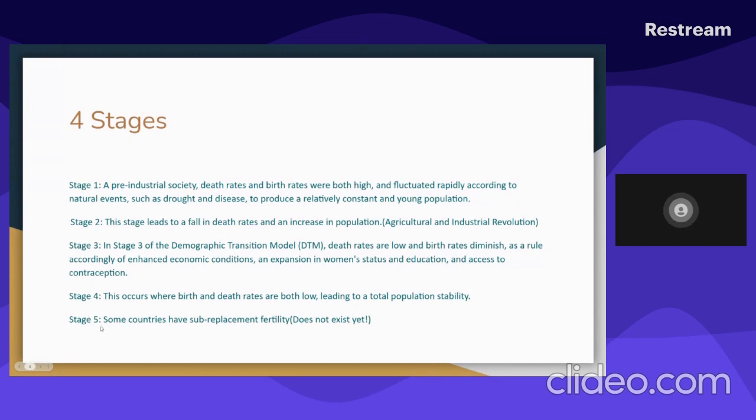Stage 4. This occurs where birth and death rates are both low, leading to a total population stability, which is the US. Stage 5, which doesn't exist yet, but could be projected for countries like Italy and Japan. These countries have sub-replacement fertility.